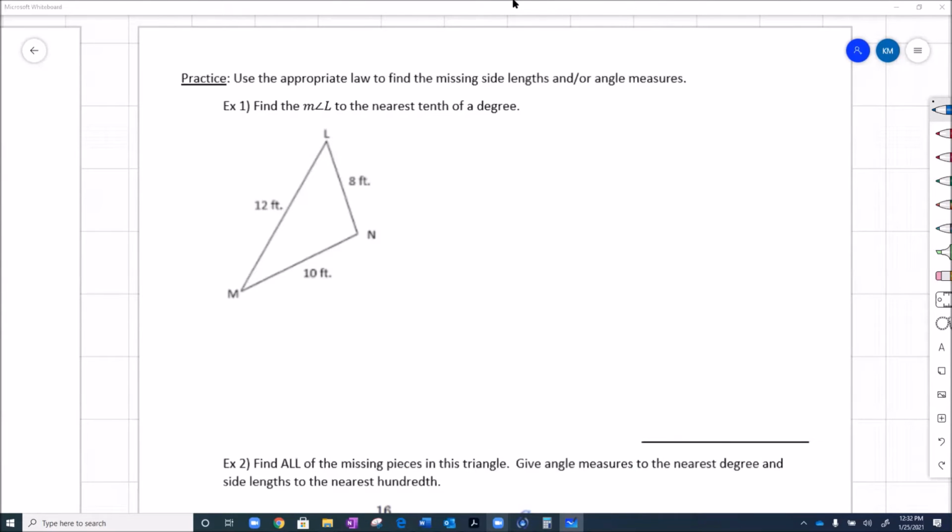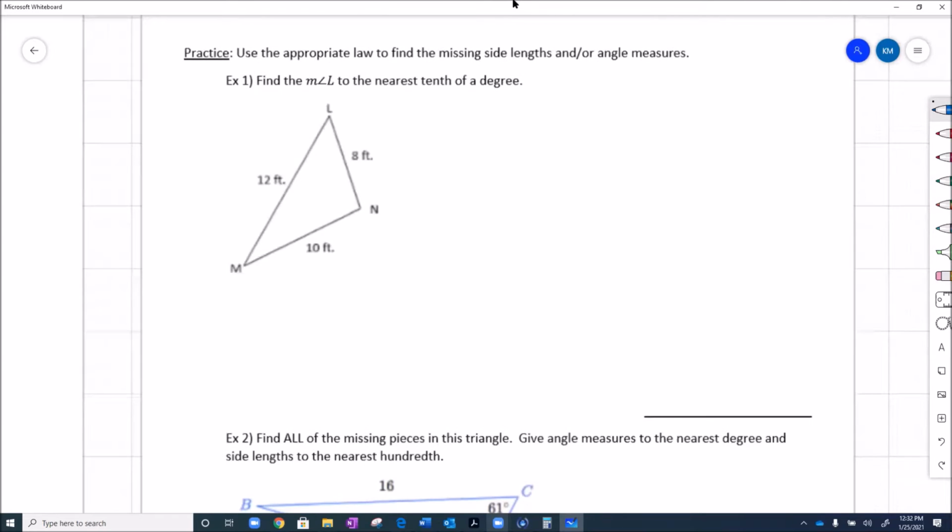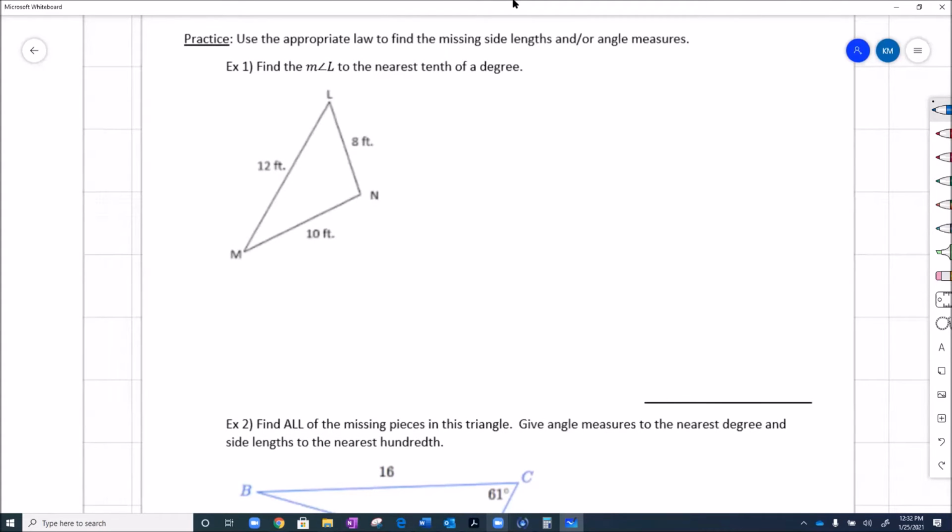Looking at the second page here, it says use the appropriate law to find the missing side lengths and/or angle measures. Find the measure L to the nearest tenth of a degree. So it's asking us to find the measure of angle L. We would want to use law of sines if possible, because it's just a ratio, cross multiply, solve. Here we see that that's not possible because we don't have any corresponding angles and sides. So we'll have to use law of cosines.